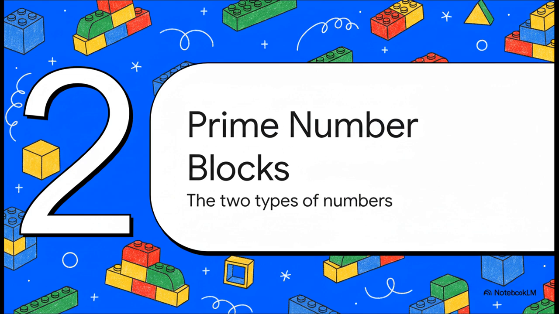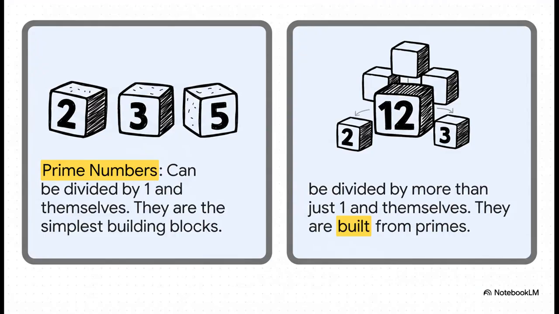Now that we've got that shortcut down, let's talk about the building blocks of all numbers. Seriously, you can think of numbers just like Legos. Everything is built from a few very special pieces. So it turns out there are really just 2 kinds of these number bricks. First, we have prime numbers. These are like those basic single Lego bricks. You can't break them down any smaller. The only way to divide them is by 1 and by the number itself.